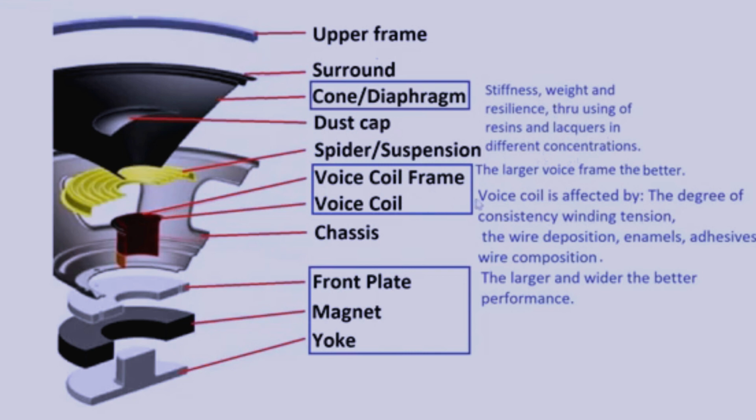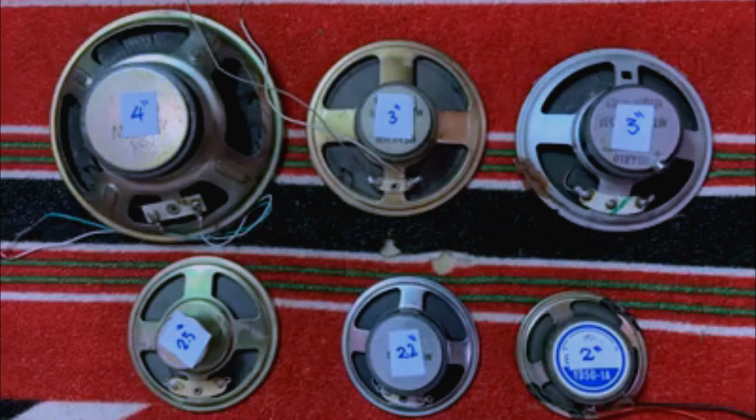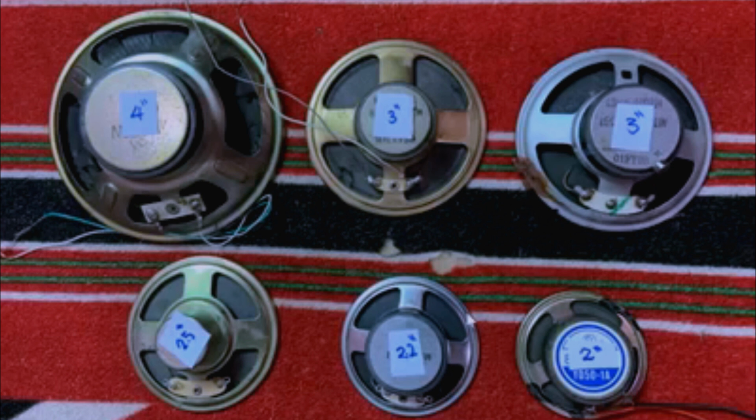For the voice coil frame, the larger or wider the frame, the better the performance will be. The voice coil is affected by the consistency of winding tension, the deposition of the wire, the enamel and adhesives used, and the wire composition itself. All this contributes a lot to the performance of the speaker. When it comes to the magnet, the larger, stronger, and wider, the better for performance. Here we have some examples of different sizes of speakers used in radios: the 4-inch, the 3-inch, the 2.5, the 2.2, the 2 inches, and there are even smaller ones than this.